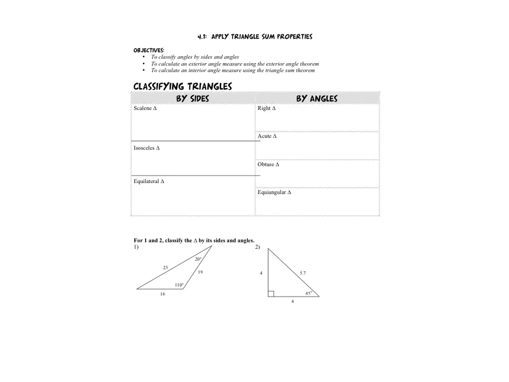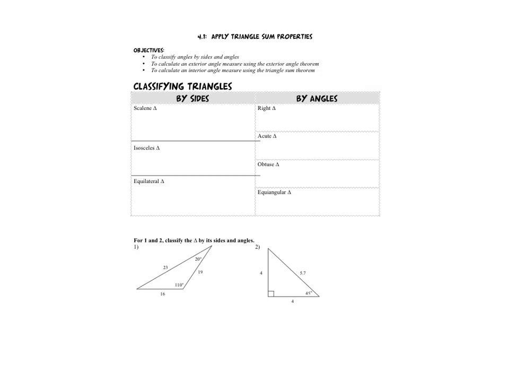Hello, welcome to Chapter 4, which is all about congruent triangles. Section 4.1, we're going to be applying the triangle sum properties, but additionally, we're going to learn how to classify triangles by angles and sides. We're going to calculate an exterior angle measure using the exterior angle theorem, and finally, we're going to calculate an interior angle measure using the triangle sum theorem.